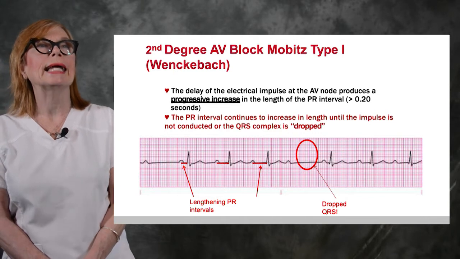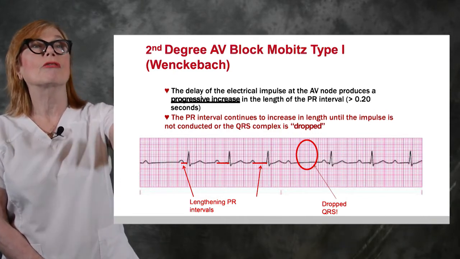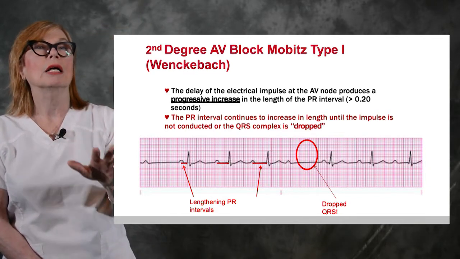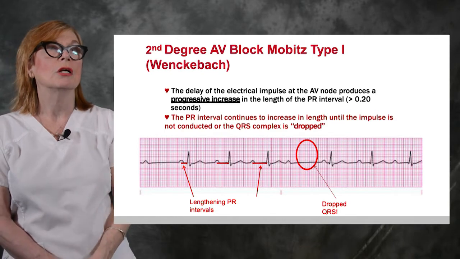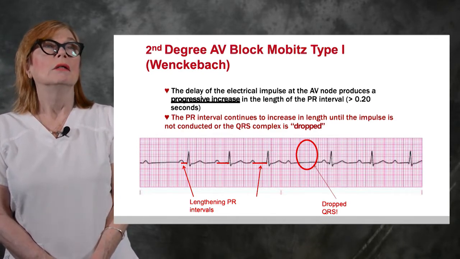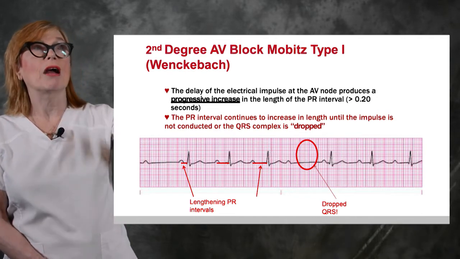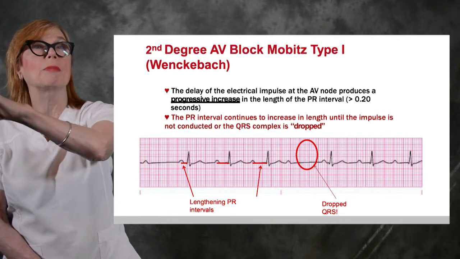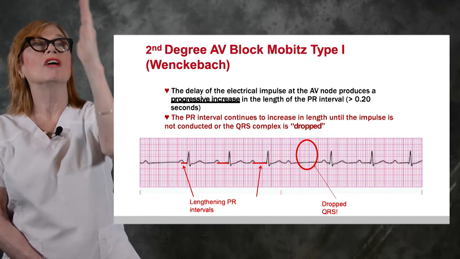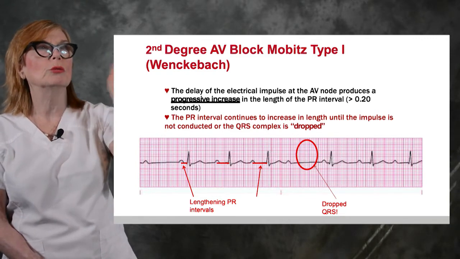Okay, so now let's look at second degree AV block. What you can see is your first PR segment is short, the second one gets longer, the third longer still, and now you have a P wave that is not conducted into the ventricles. So what you have is P to P equals R to R? No, P to P does not equal R to R because you have very irregular ventricular response. And then you see that the P wave itself, P to P, is absolutely regular.